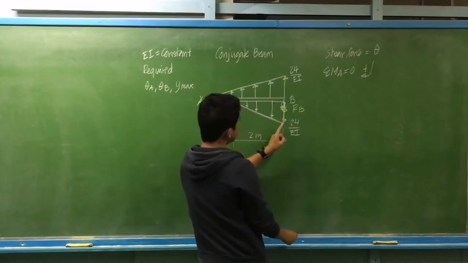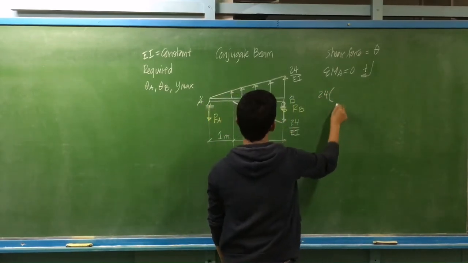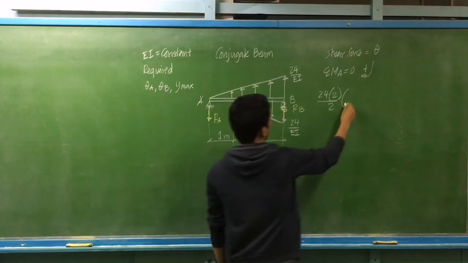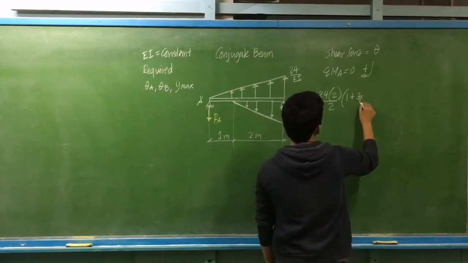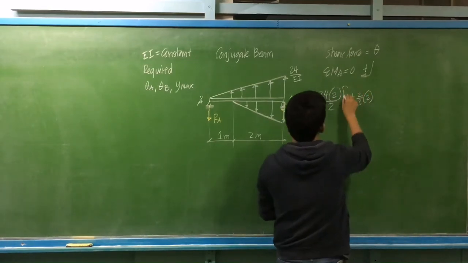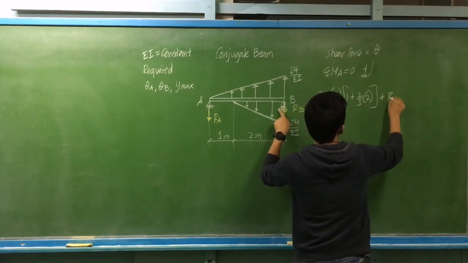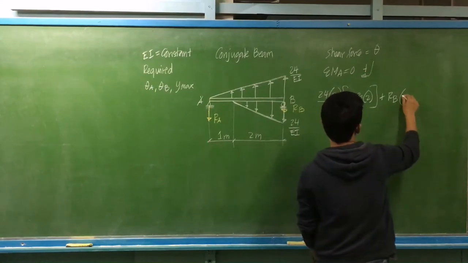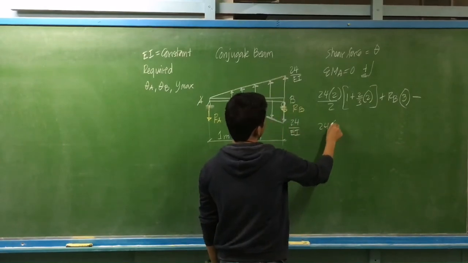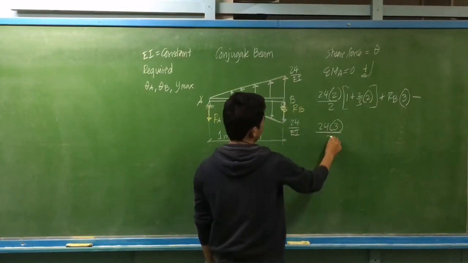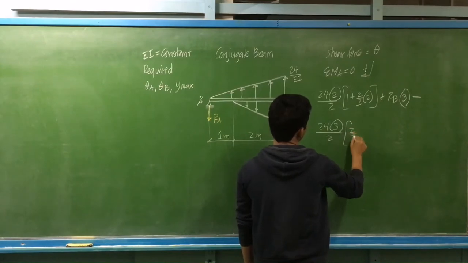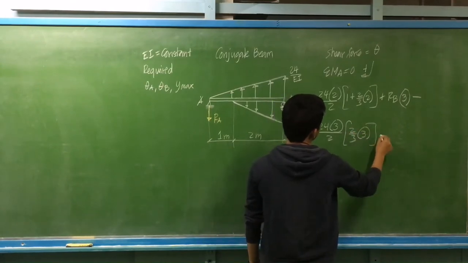This is clockwise. We have 24 times 2 meters, divided by 2. What is the lever arm? That is 1 meter plus 2 over 3 of 2 meters. Plus the reaction at B multiplied by how far, we have 3 meters. Then minus this value, that is 24 times 3 meters divided by 2. How far is the centroid? The centroid is 2 over 3 of 3 meters. And this is now equal to 0.